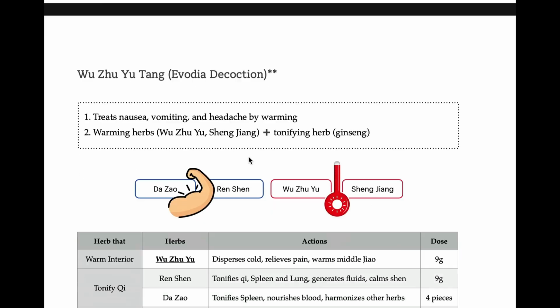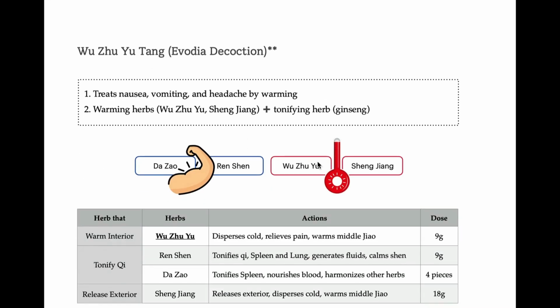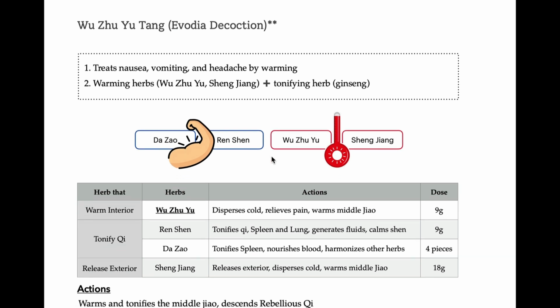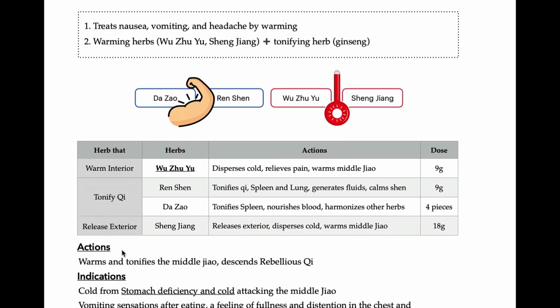And Wuzhuyutang, an extremely warm formula with Wuzhuyu, Renshen, and Shengjiang. So it tonifies yang also, and it is also a commonly used formula in Japan for migraine. So what is the keyword? Nausea with coldness. That is the keyword. Rebellious qi. So nausea, vomiting sensation after eating with coldness.